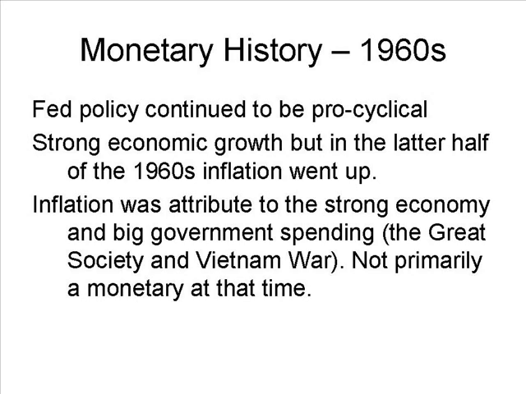The economy came out of recession early in the decade and grew with low inflation, at least for the first half of the decade, and then it continued to grow well in the latter half of the 1960s, although inflation started to go up. Now, people attributed inflation to the hot economy and to big government spending like the Great Society and the Vietnam War, but there were others who were making a monetary case, and they were looking at the growth in money aggregates like M1 and M2. These are people like Milton Friedman.